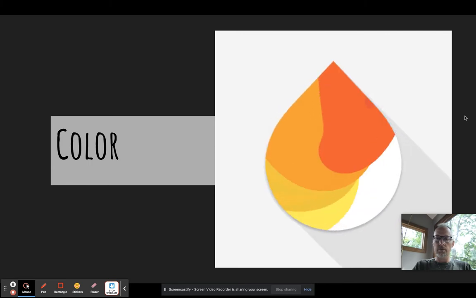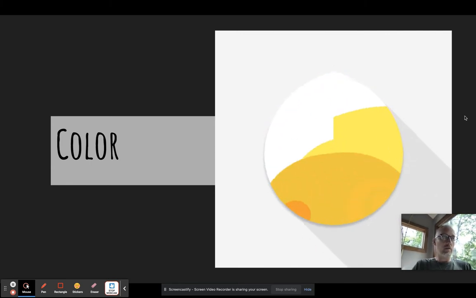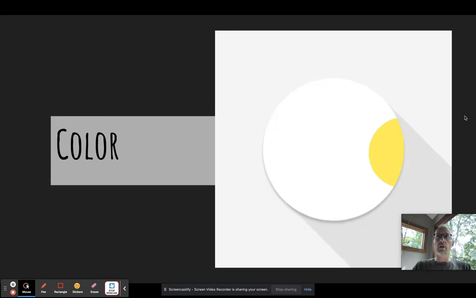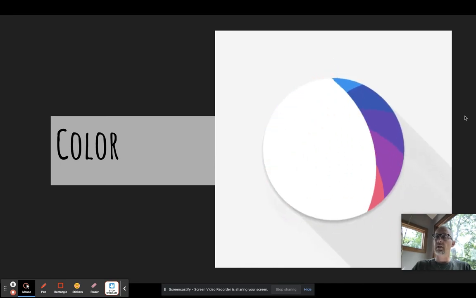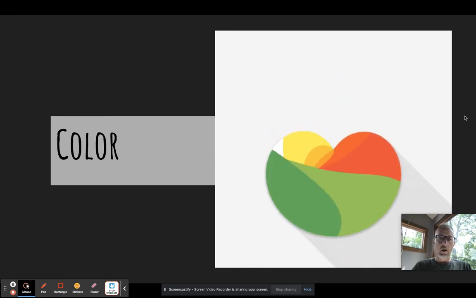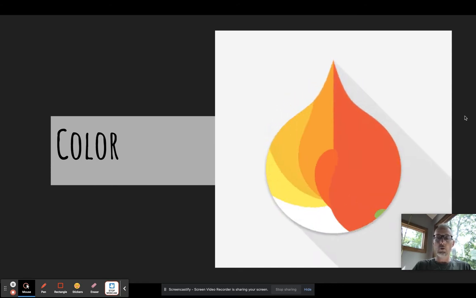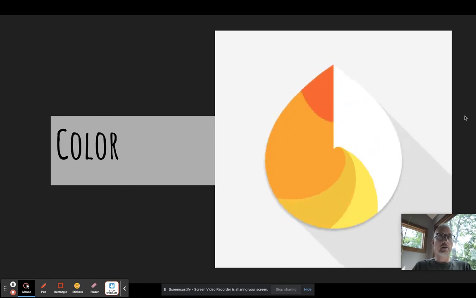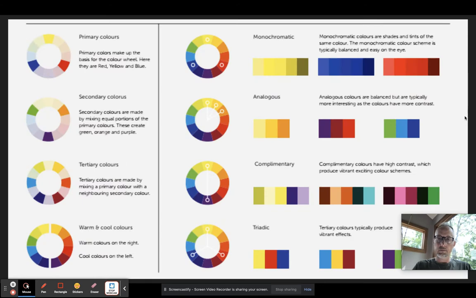Color, of course, is very important. If you think about brands and you think about Coca-Cola and the specific color of Coca-Cola red, for instance, it is very identified with that brand. Color is made up of three things. It's made up of the hue, what color it is, the value, how dark or light it is, and the intensity, how dull or bright it is.